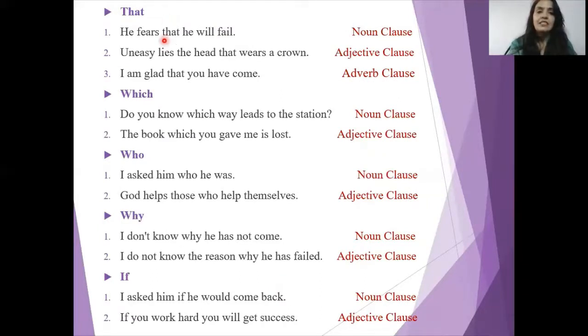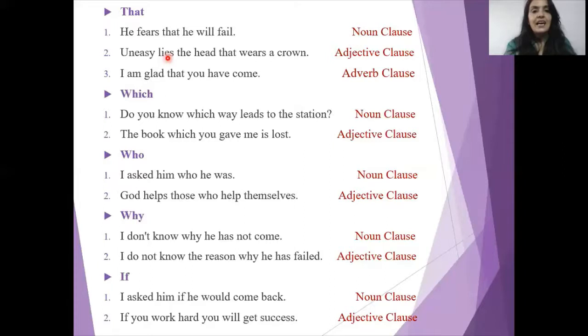He fears that he will fail. He is the subject, fears is the verb, which means the principal clause. That he will fail is the dependent clause. And how can we guess whether this is a noun, adjective, or adverb clause? First of all, we try to put a question. He fears. Fear for what? Yes, that he will fail. Okay, noun clause.